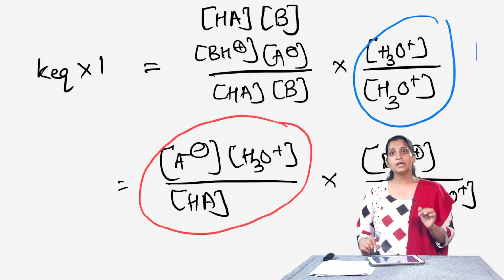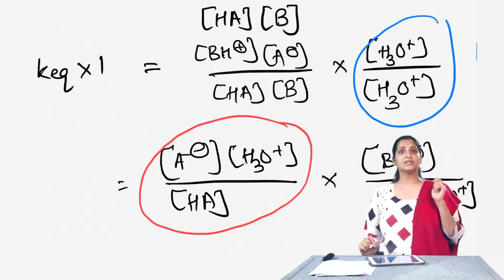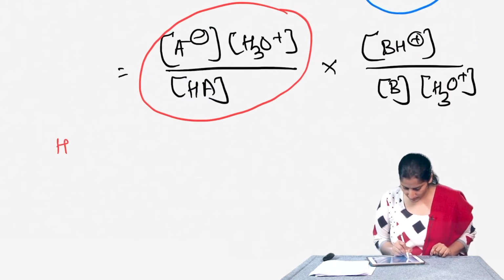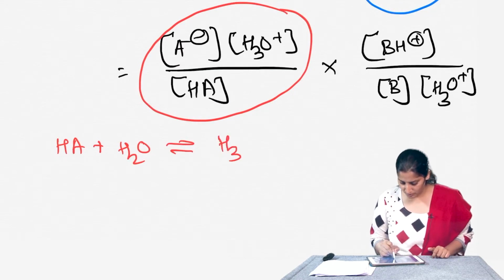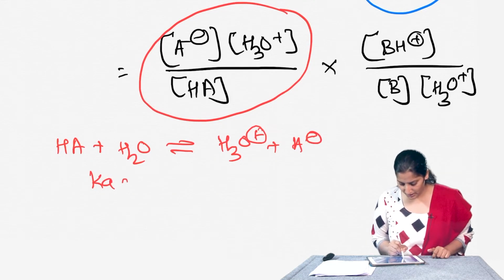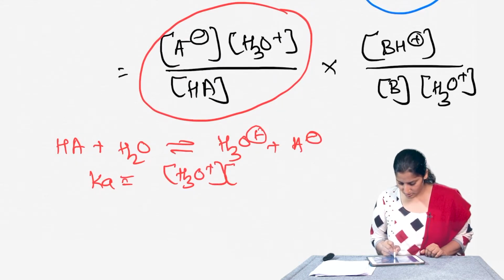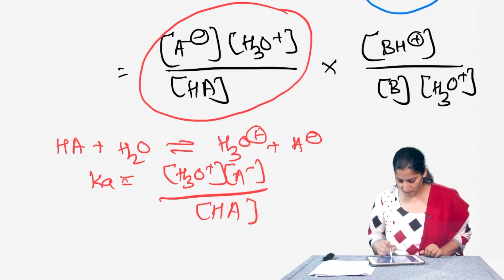If you look closely, this particular term talks about the Ka of dissociation of an acid HA. How is that? Let us look at that. So, if I take HA plus H2O, wherein water acts as a base, that water is going to give you H3O plus and A minus. And what will be the Ka of this particular reaction? So, Ka would be the concentration of H3O plus, concentration of A minus over the concentration of HA. Okay.